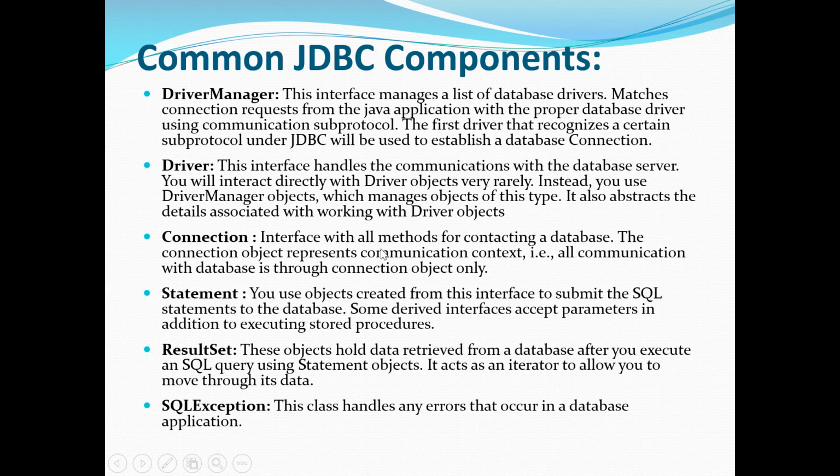Once the connection is established, how do I know that it is established? If the connection object is having null, the connection is not established. Simple. If the connection object is not null, it contains something, so the connection is established successfully. So we need to make sure that the connection object is not equal to null. Not equal to null means the connection is established.